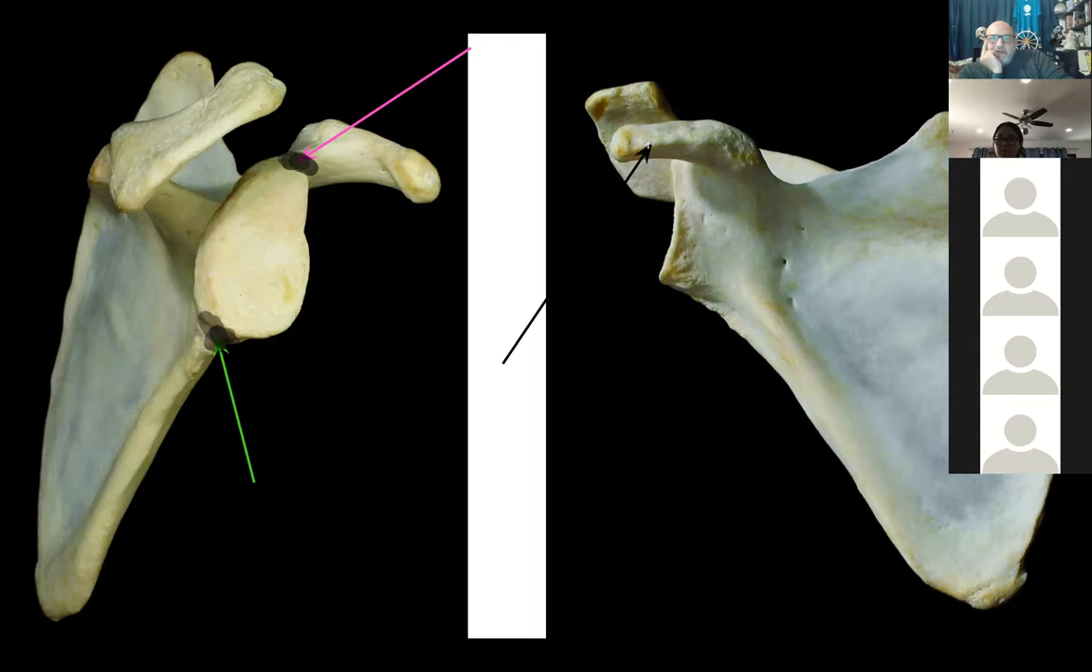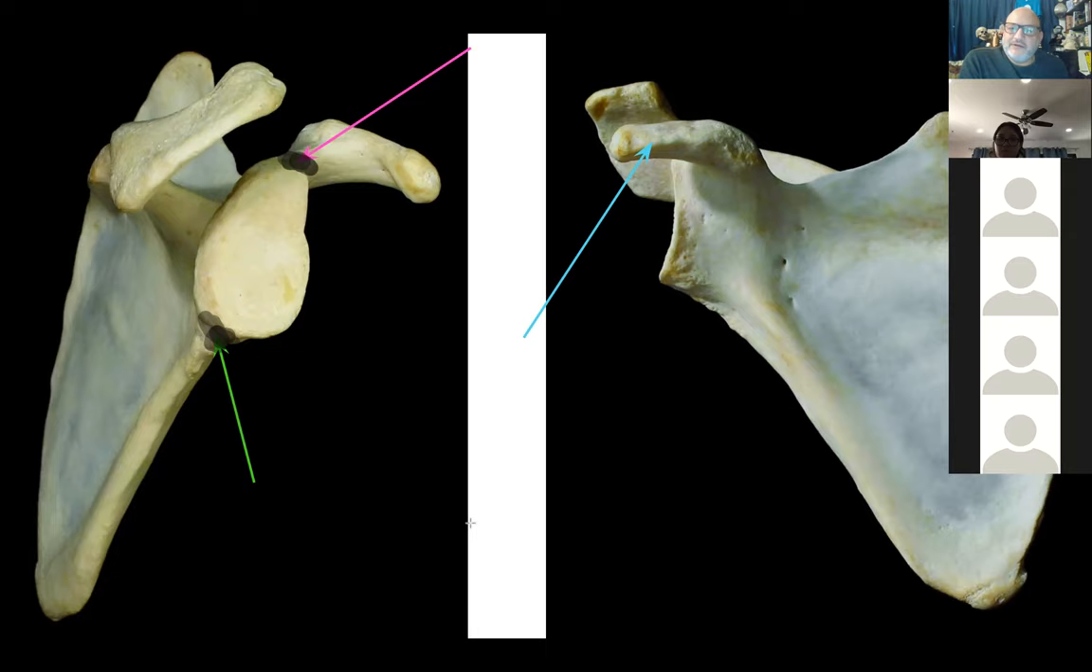Identify the muscle that originates from this bone feature, be specific. The short head of the biceps brachii. Excellent. Identify the muscle that inserts into that bone feature. The brachialis? Nope. What muscle inserts into the coracoid process? You have to go back a day to remember it, but you should have the list. Pectoralis minor. Pectoralis minor, excellent.